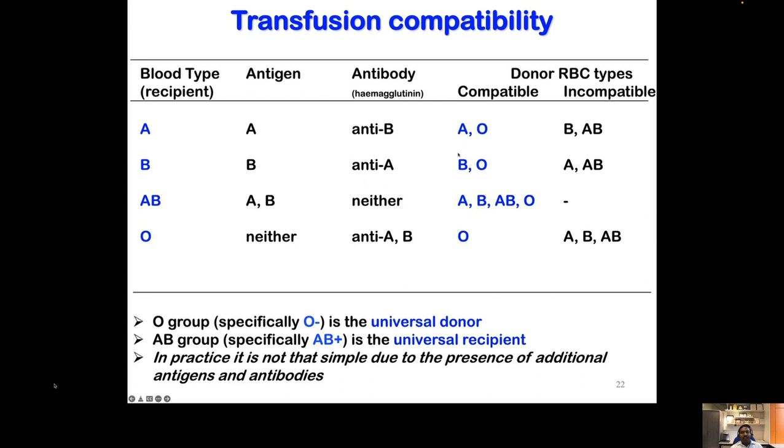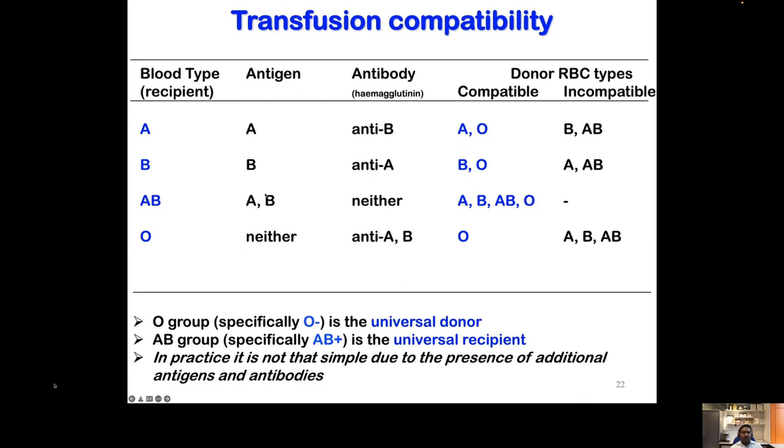So therefore, they can receive their own blood, B blood group, B blood, and O blood because it doesn't have any antigens. But they cannot receive A blood group or AB blood group because that will react with these antibodies and it will get destroyed.